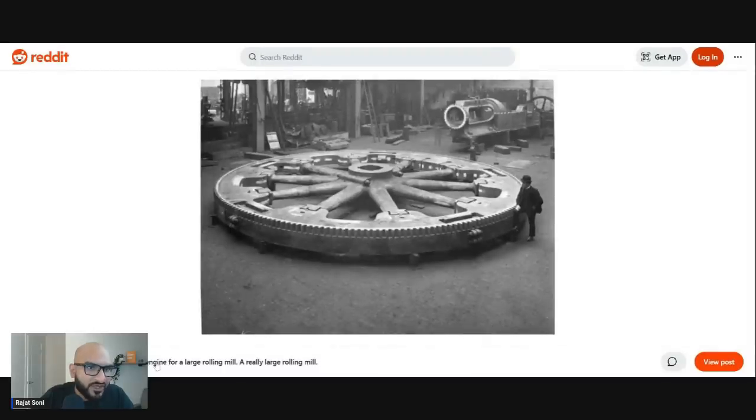And here's another example. You can see a flywheel of an engine for a large rolling mill, a really large rolling mill. If you turn this in the beginning, it's very difficult because it weighs a lot. You have to put a lot of energy into it. But if you keep doing it over time, it becomes easier and easier to turn.